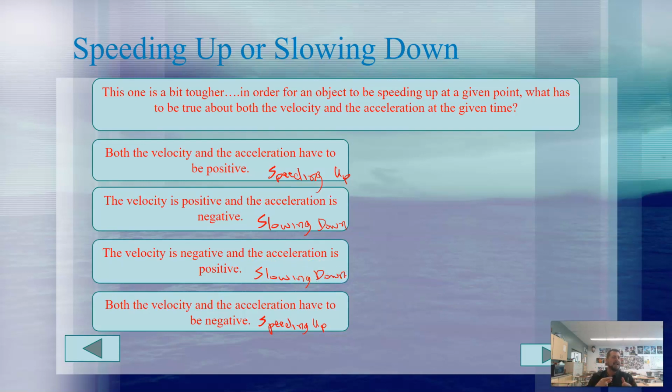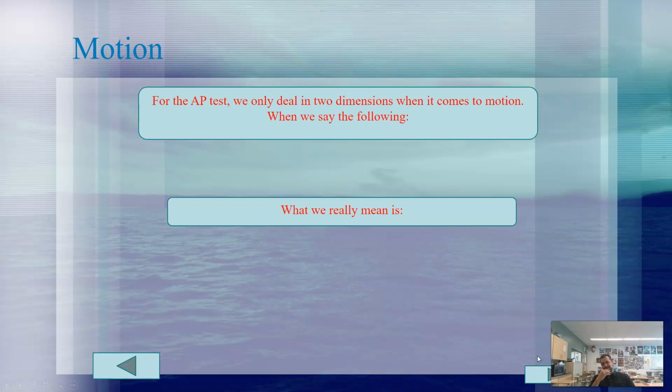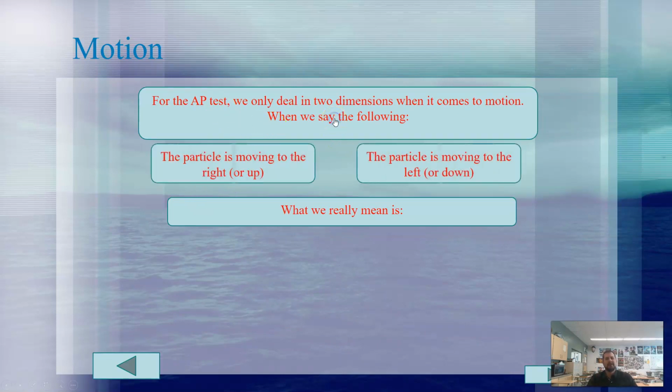In other words, I need to know what the velocity is at a specific time, and I need to know what the acceleration is at a given time, and then just compare the two. Now, it doesn't matter how big or small the numbers are. I just care whether or not they're positive or negative in each of those instances.